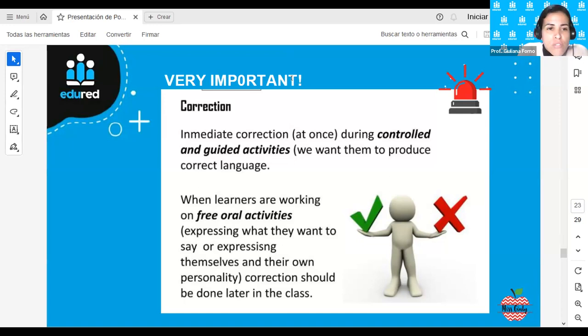To record their speech, to verify their strengths, etc. Very good, yes. Feedback is very important, and feedback needs to be done on time.